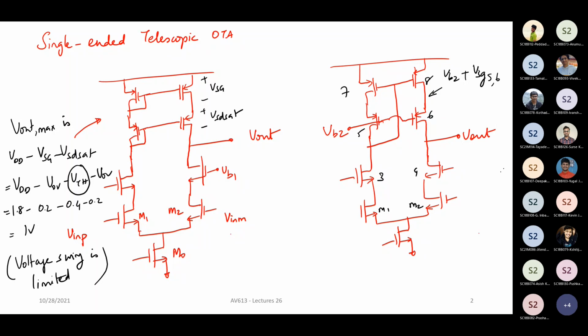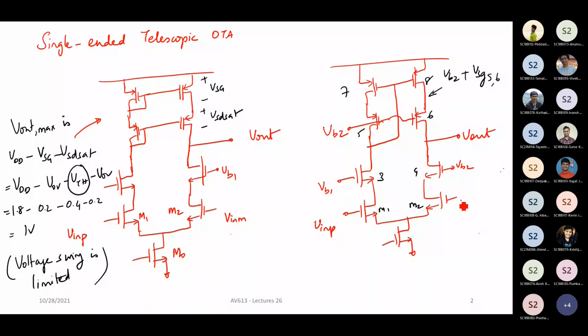Okay. Now, how to generate VB2, we have already seen, right? We have seen multiple ways by which you can generate VB2. And you can use any of the low voltage cascode techniques to generate this bias voltage VB2. Same way, how will you bias VB1? So let's say this is VB1, VB2.